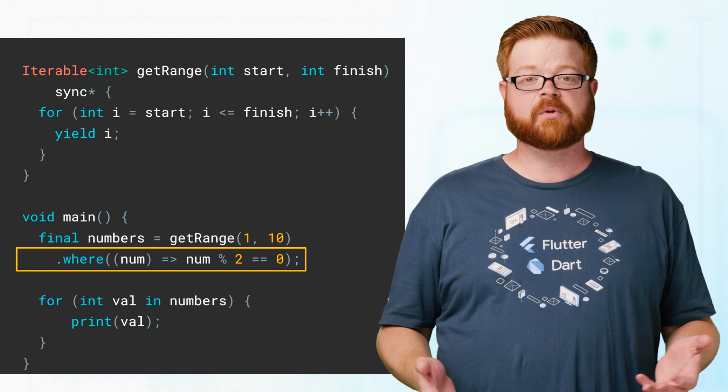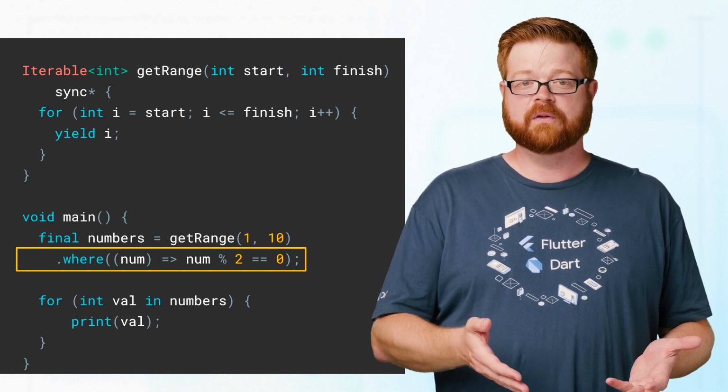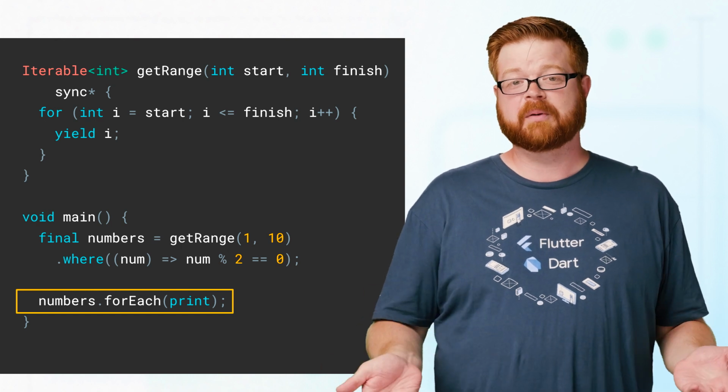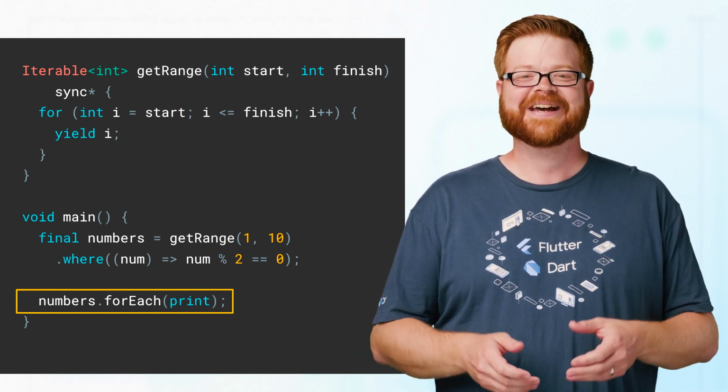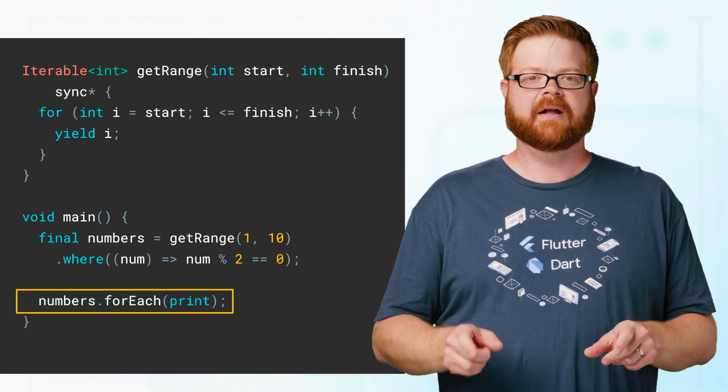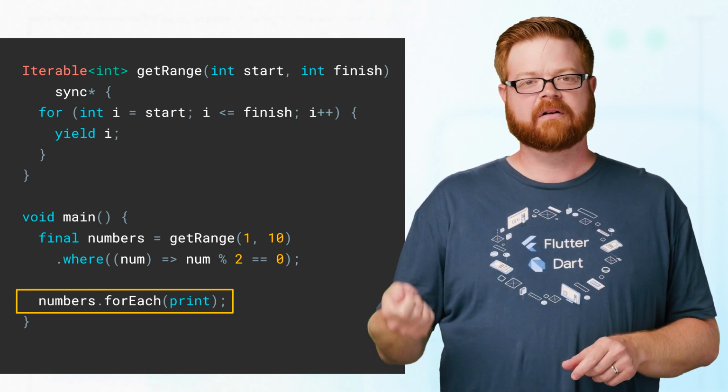You can also use the normal methods iterable has, like where if you decide you only want the even numbers, or forEach if you decide you can't be bothered with an actual loop. One last thing before we move on to async generators. The yield keyword has a variant for yielding other iterables.